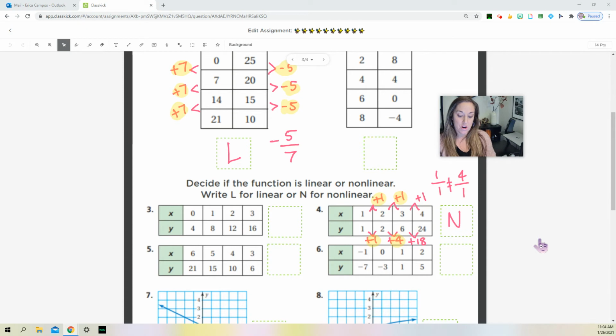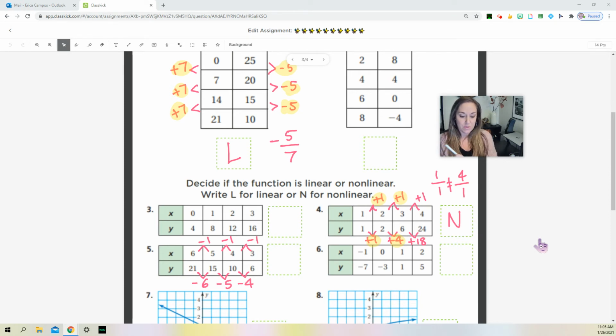So let's look at number 5. From 21 to 15, we're subtracting 6. From 15 to 10, we're subtracting 5. From 10 to 6, we're subtracting 4. And then here, from 6 to 5, we're subtracting 1. From 5 to 4, we're subtracting 1. From 4 to 3, we're subtracting 1.